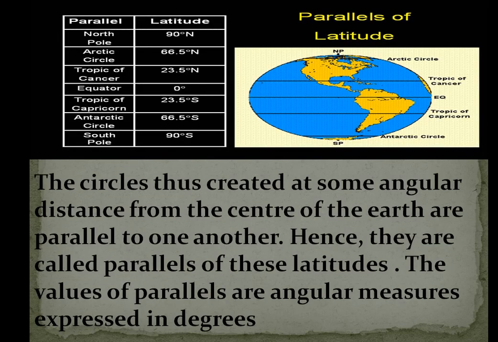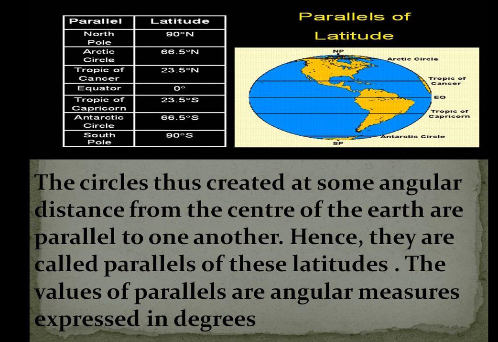Now we will next see about the parallels of latitude. See, the figure is given here, showing how it has been divided. On the globe, in the middle we can see the equator, on the north side the Tropic of Cancer, and near the North Pole the Arctic Circle. On the south side, below the equator, we can see the Tropic of Capricorn, and near the South Pole there is the Antarctic Circle. So these are the parallels of latitude.